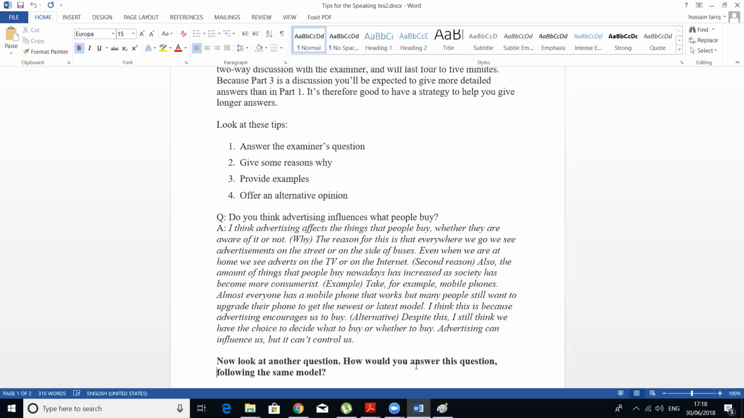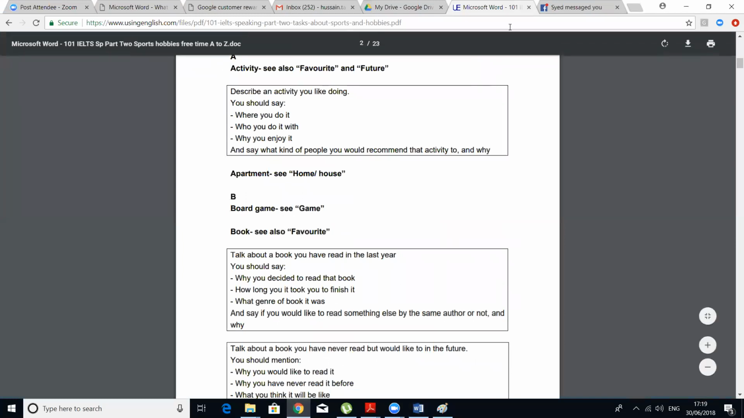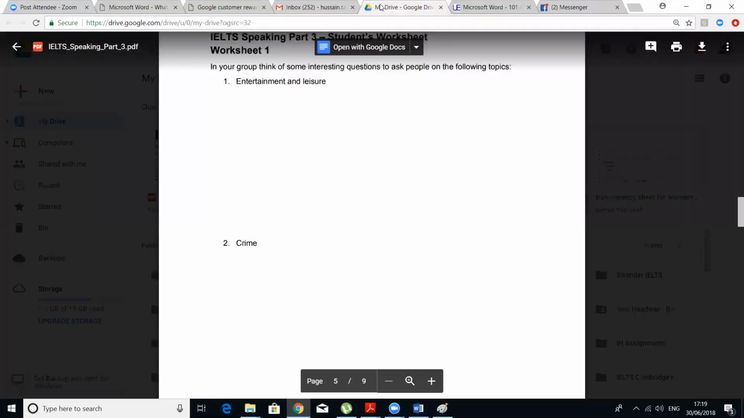Now, what I'm going to ask you to do as an assignment: I'm going to give both of you two different topics. And as an assignment, I'd like you to think about possible questions that you could be asked by the examiner in part 3 of the speaking test. So here I'm going to give you two different topics.